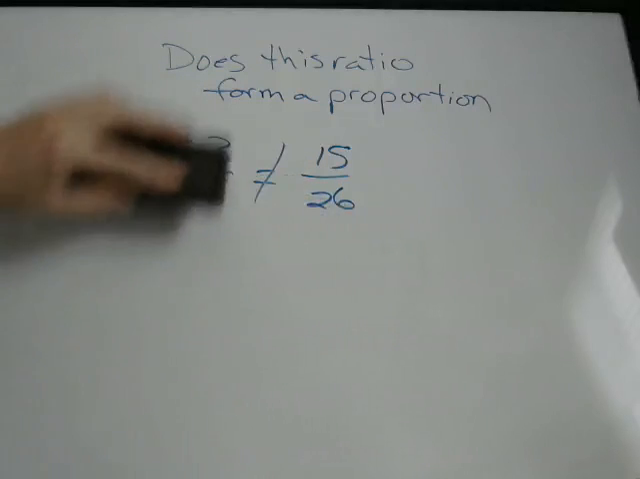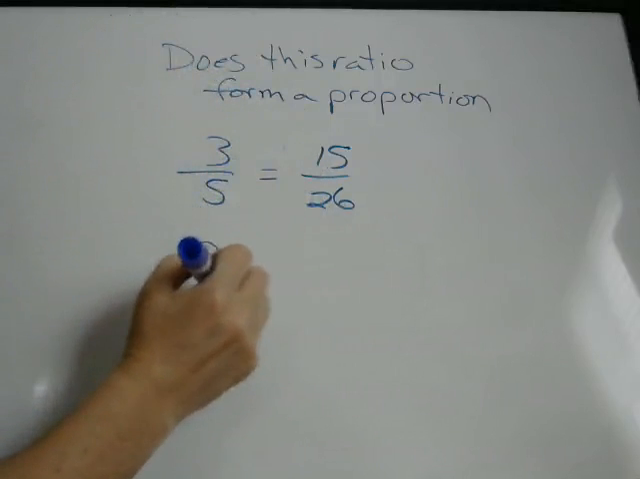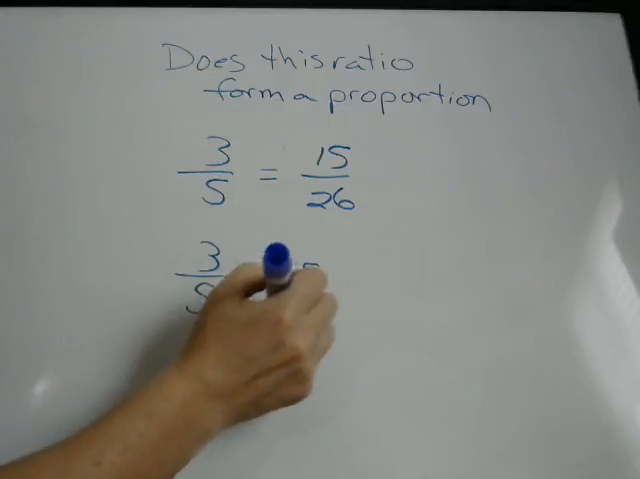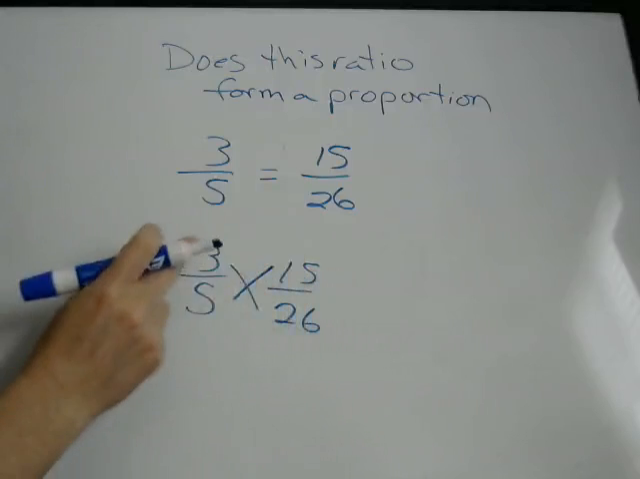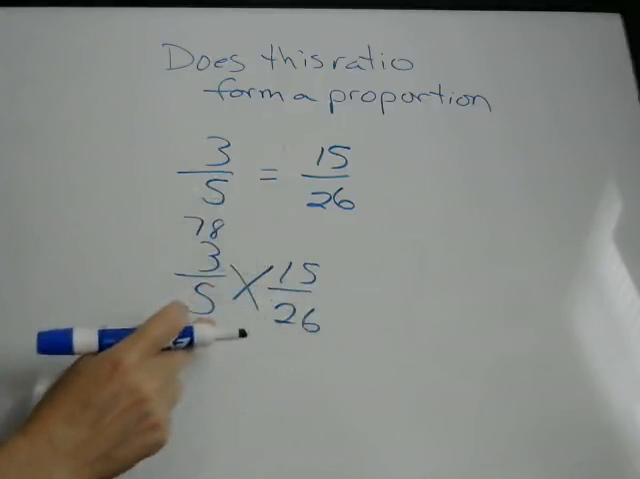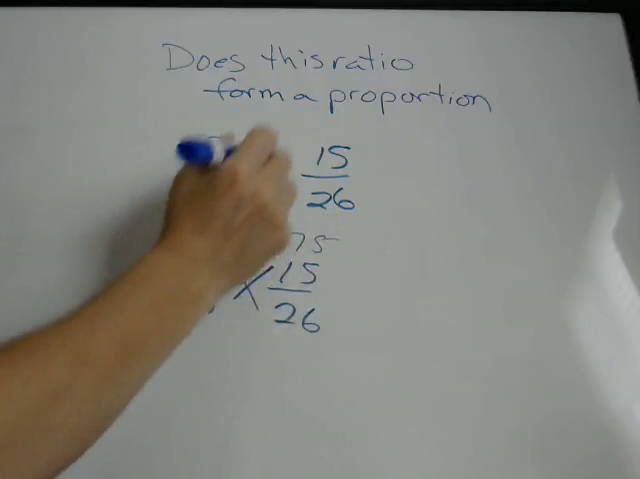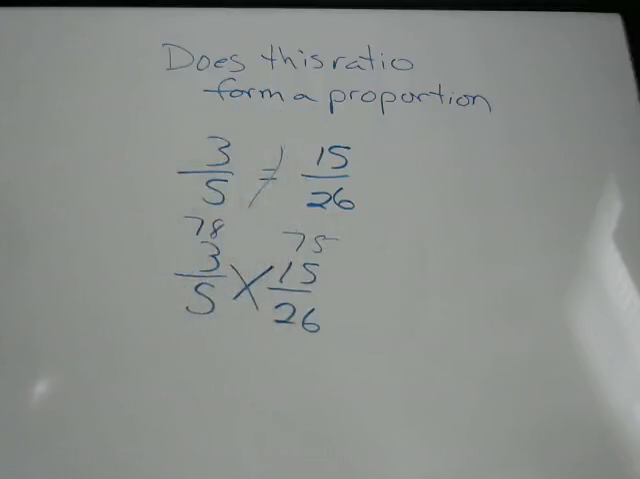The other way you can figure this out, if you don't want to do it that way, is by cross multiplying. 3 times 26 is 78. 15 times 5 is 75. These two numbers are not the same, so no, it does not form a proportion.